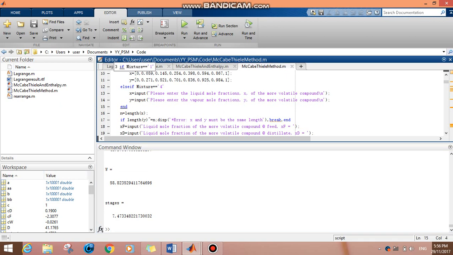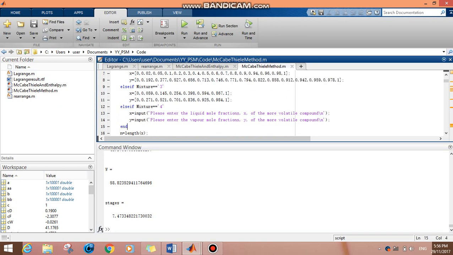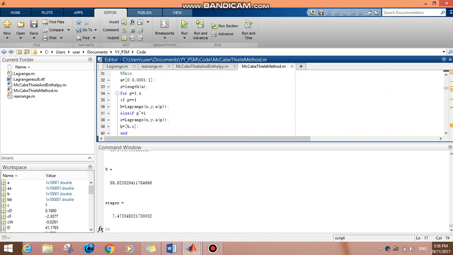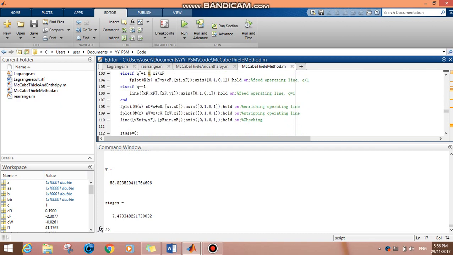Coming back to the thing that I mentioned just now, just to remind again, the number of data you key in for X and Y must be the same. If not, it will come up with an error: X and Y must be the same length. It will break and end. You terminate the simulator, and you need to redo it again. So these are the things that you need to take note of for this mass balance part.